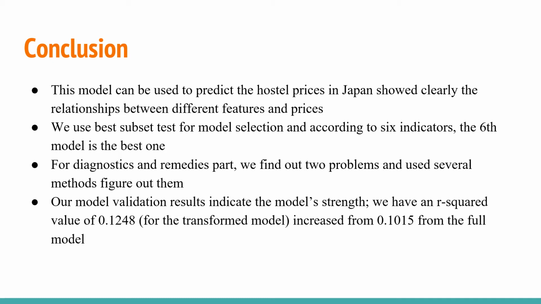For diagnostics and remedy parts, we found two problems, which are the non-constant variance and the non-normal residual plot. And we used several methods described in the previous slides to figure out how to solve them. Our model validation results indicate the model's strength. We have an R-squared value of 0.1248 for the transformed model and 0.1015 for the initial full model. After all the diagnostics, model selection, and transformation, we clearly have increased the R-squared value a lot.